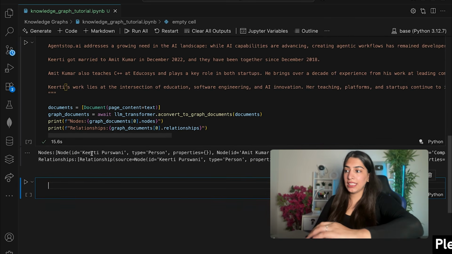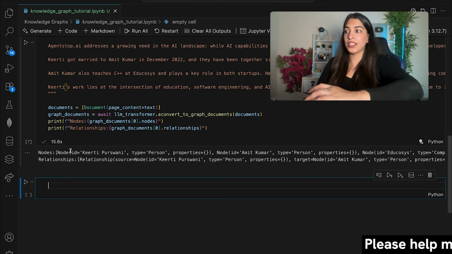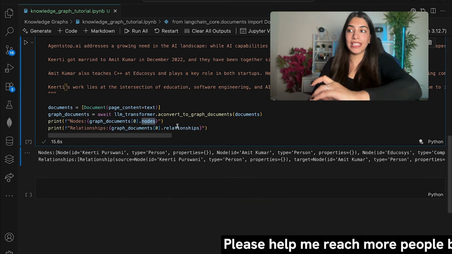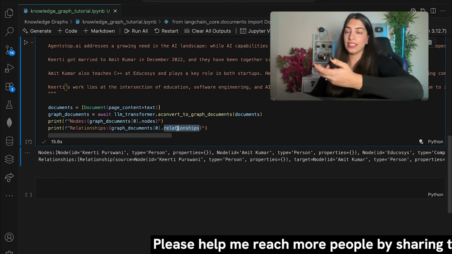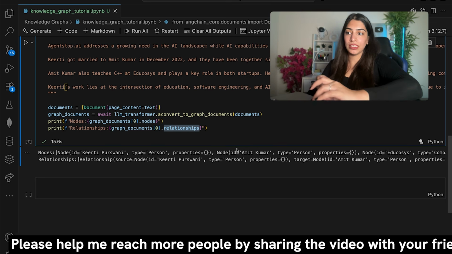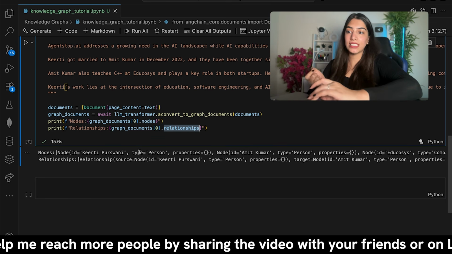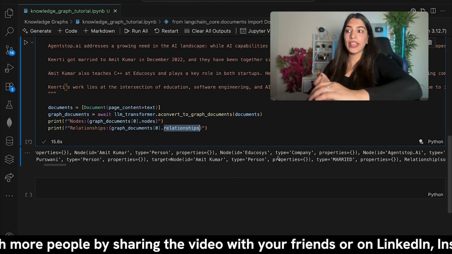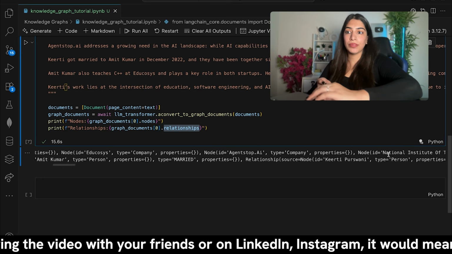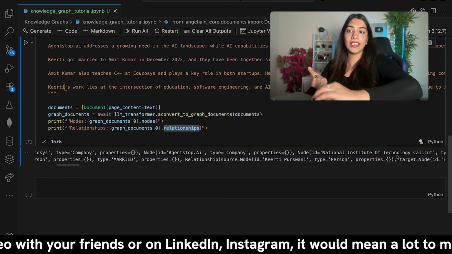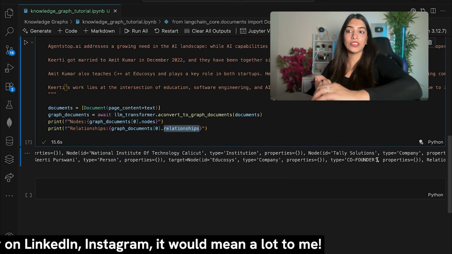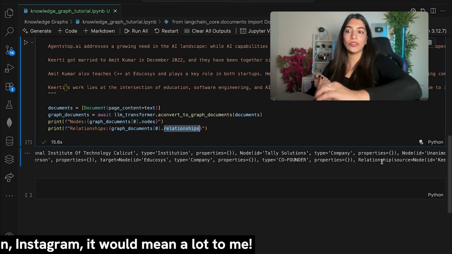And here you can see the different nodes and the relationships, right? So this is what is there in the graph documents. You can see there are nodes and there are relationships, or you can say these are the edges. So what are the nodes? Keerti Purswani is a person, Amit Kumar is a person, so person is the type of the node. Similarly, Educosys, the type is company. Agentstop.ai, the type is company. NIT Calicut, that is where I have studied, so that is of the type institution. Tally Solutions, that is where I have worked, so that is again of the type company.